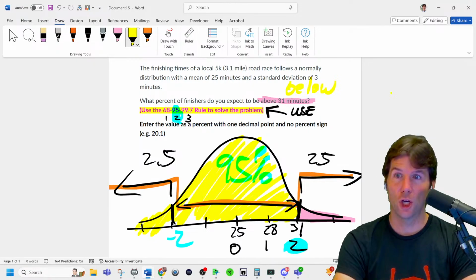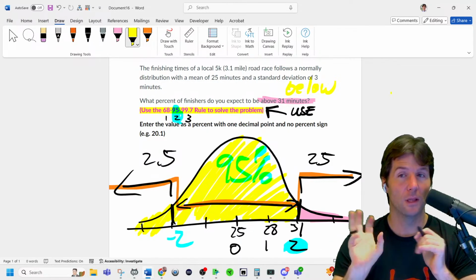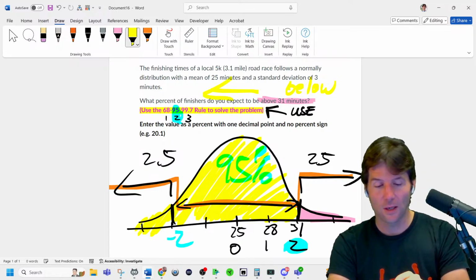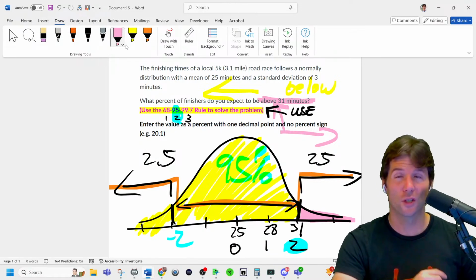Yes, if it said what percent of runners are faster, that'd be quicker times. Or if it said what percent of runners are below, then it'd be to the left of it. So below would be to the left right here, and above would be longer than. So if it's above, it's to the right, like longer times at the race.